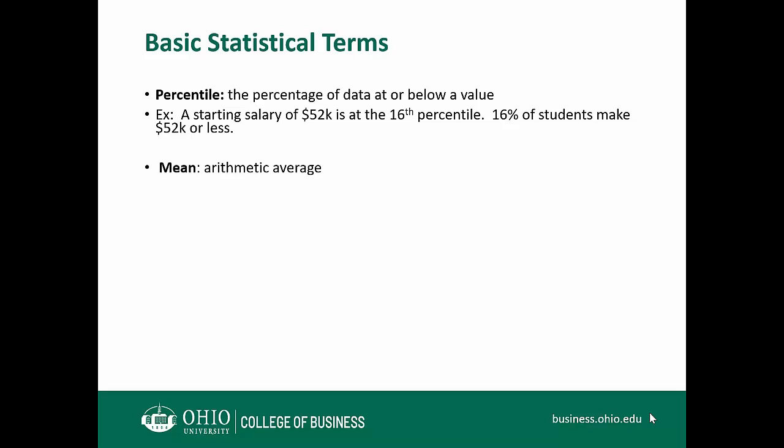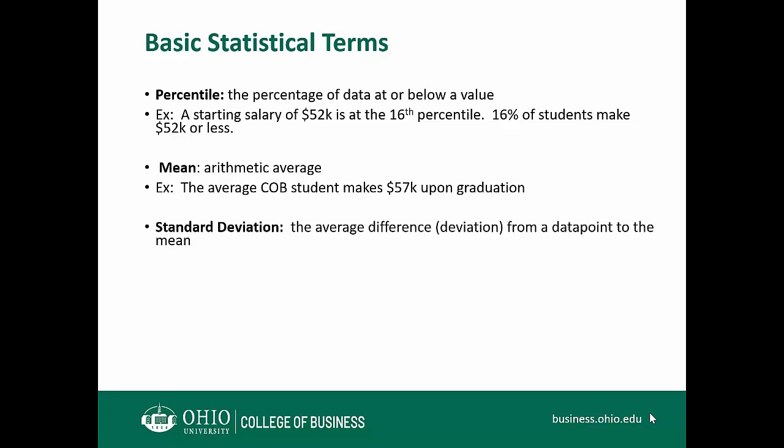We are all familiar with the mean or the arithmetic average. For example, the average business graduate makes $57,000 upon graduation. However, we know not every single graduate makes $57,000. There is some variability. Some students make more, some make less. Often we're interested in what's the average difference from the mean. In other words, what is the average deviation or difference from that mean of $57,000? The standard deviation answers that question.